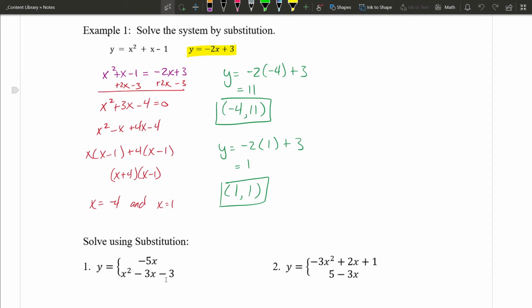This time I'll type it in right though. Y equals x squared plus x minus 1. And then -2x plus 3. So we have our 1, 1. And our -4, 11. That would have been not super pleasant to graph just because it goes higher than 10, in my opinion. I'll leave that Desmos here because we're going to use it again in a second. All right, so let's give these a whack.